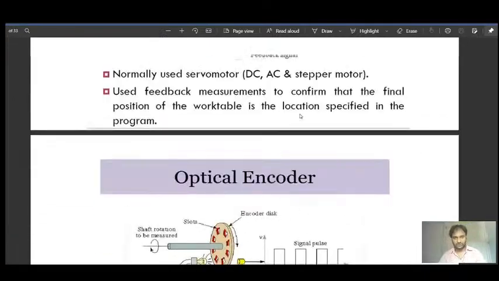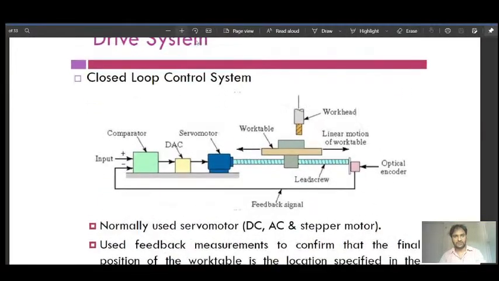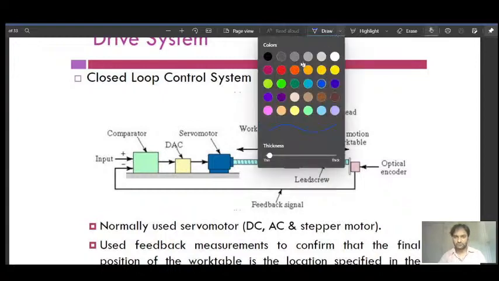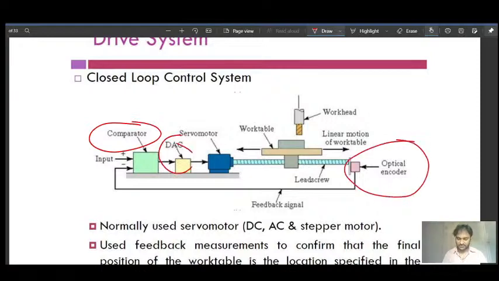So just a quick review. In closed loop system, what we have in this arrangement, especially comparator, digital to analog converter, and this optical encoder. In open loop, we were sending the pulses from this end.